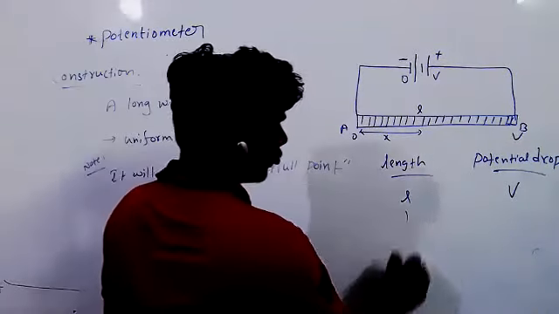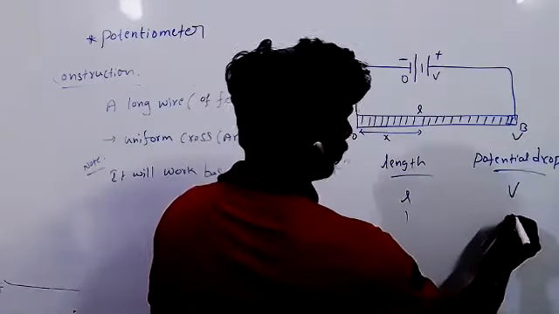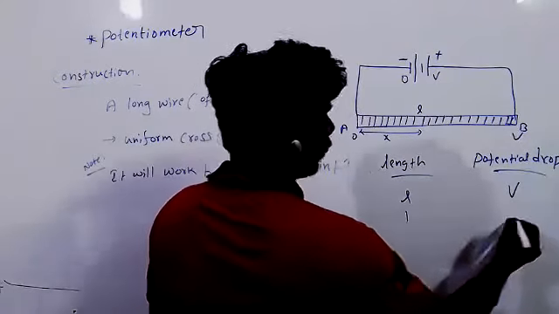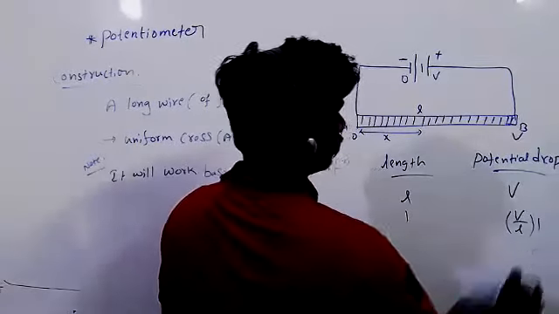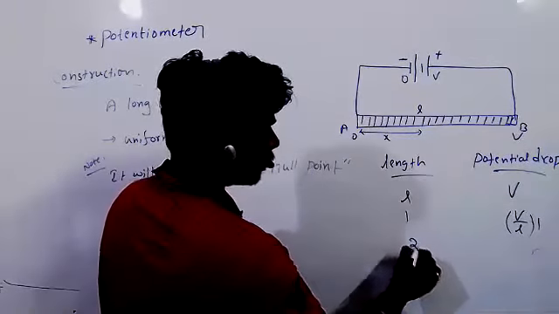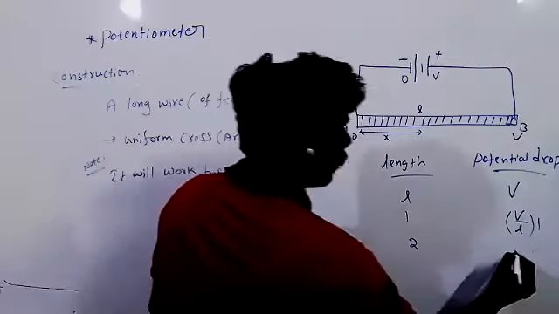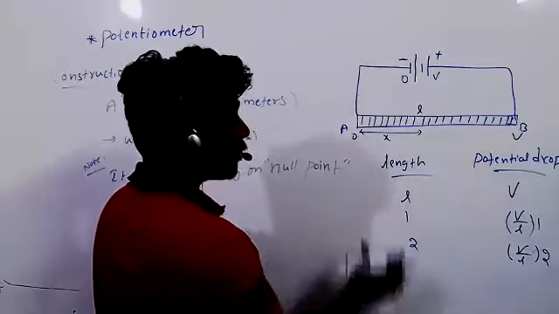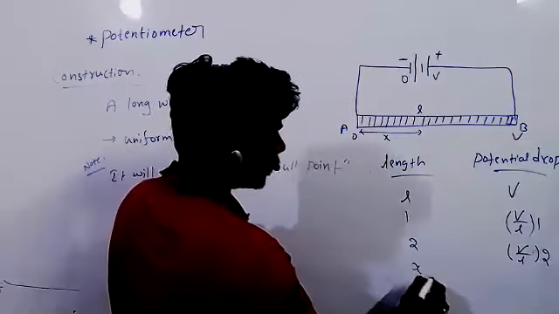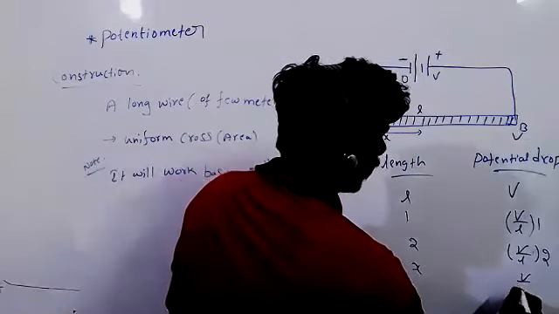Suppose you take a 1 meter wire, that is 1 unit of length, the potential drop will be V by L into 1. If you take 2 meters, 2 units, V by L into 2. Suppose you take X length, how much potential drop will be there? V by L into X.